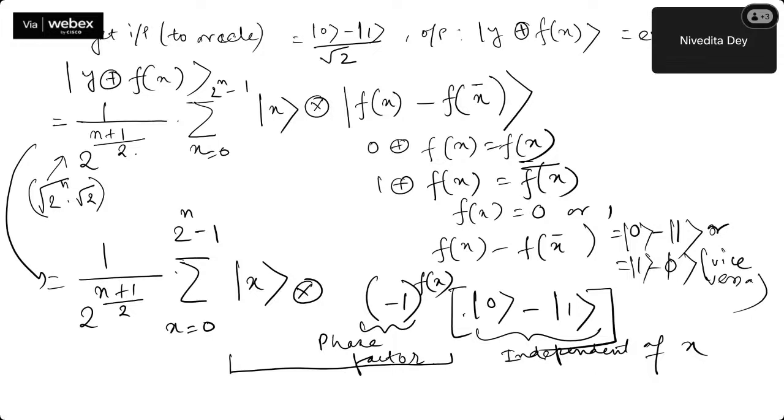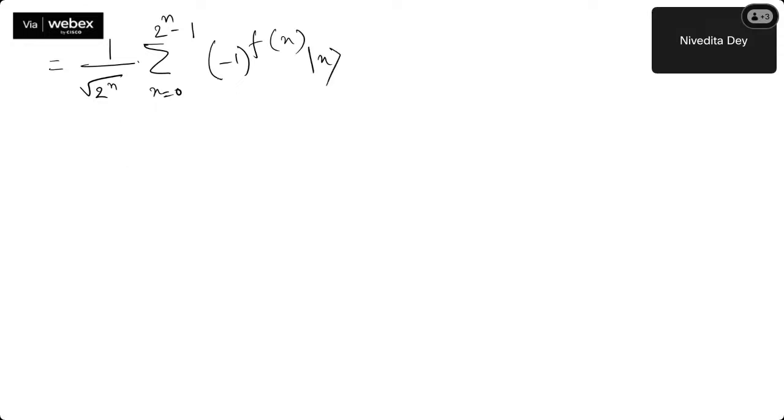So in that way, just after a bit of rearrangement or rewriting, I will be writing it this way. That is 1 by root over of 2 to the power n, which is 2 to the power n by 2, times sigma x equals 0 to 2 to the power n minus 1, then minus 1 to the power f of x times ket x. This was your dependent factor. I have clubbed it together. So let me put now a product times ket0 minus ket1 by root over of 2.